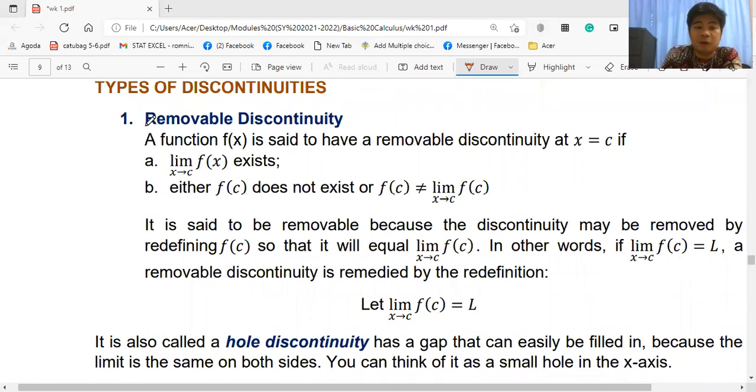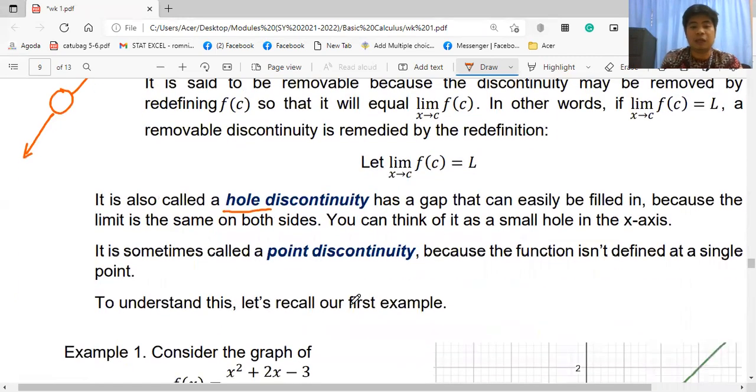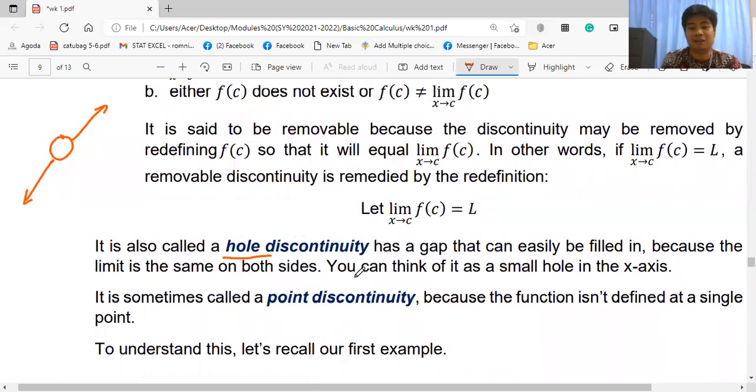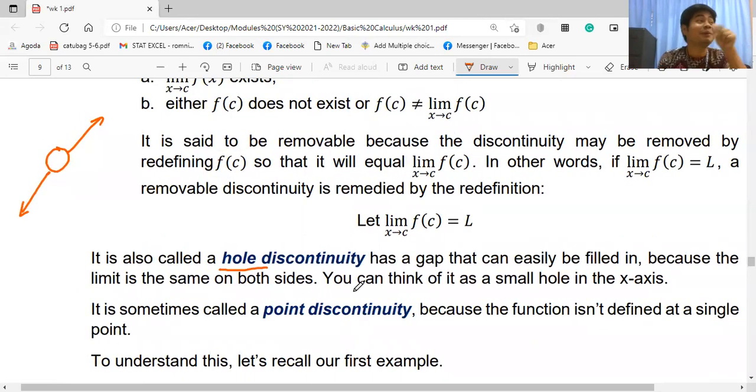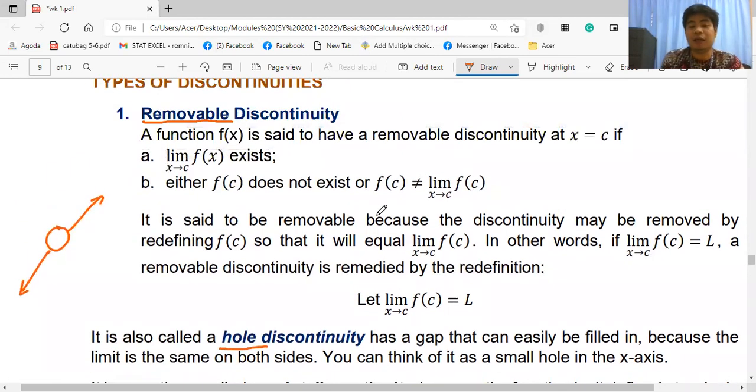We say it is removable by the adjective itself, removable. You can redefine it. Okay, it is also called as the hole discontinuity kasi may butas and then ito na yung dalawang graph. Okay, it's like when you are walking on that path, then bigla kang tatalon, just to move on to the next path. It is also called as the point discontinuity because the function is not defined at a single point. Okay, now let's define the conditions bago natin masabi na the function has a removable discontinuity.